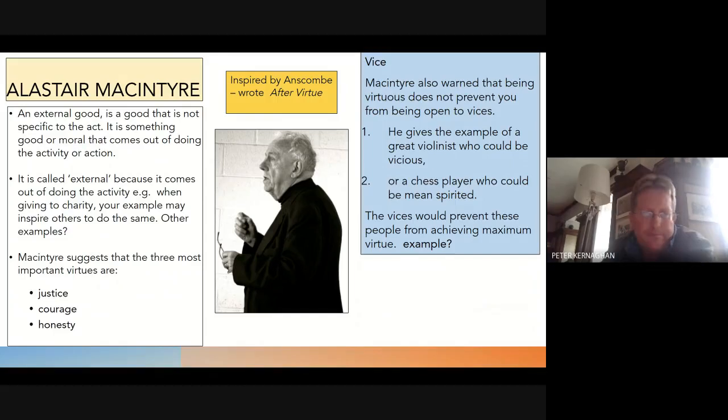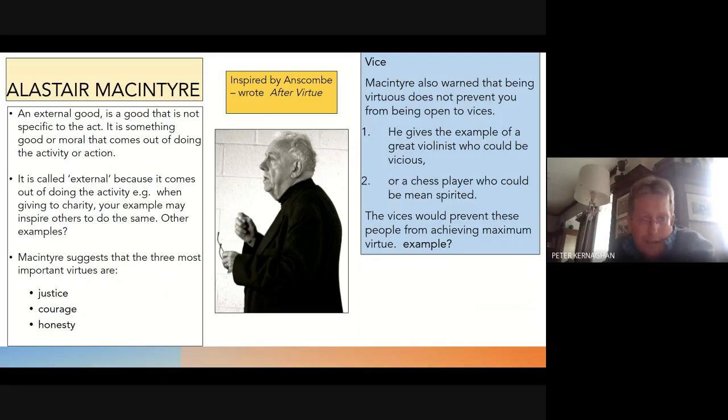So the external good is what is good, not specific to the act. It's something good and moral. It comes from doing the activity or action. So the external is what comes out of doing the activity. When giving to charity, your example may inspire others. So it's internally good to you, but it's externally good because it's an exemplar. It's an inspiration. It's an example.